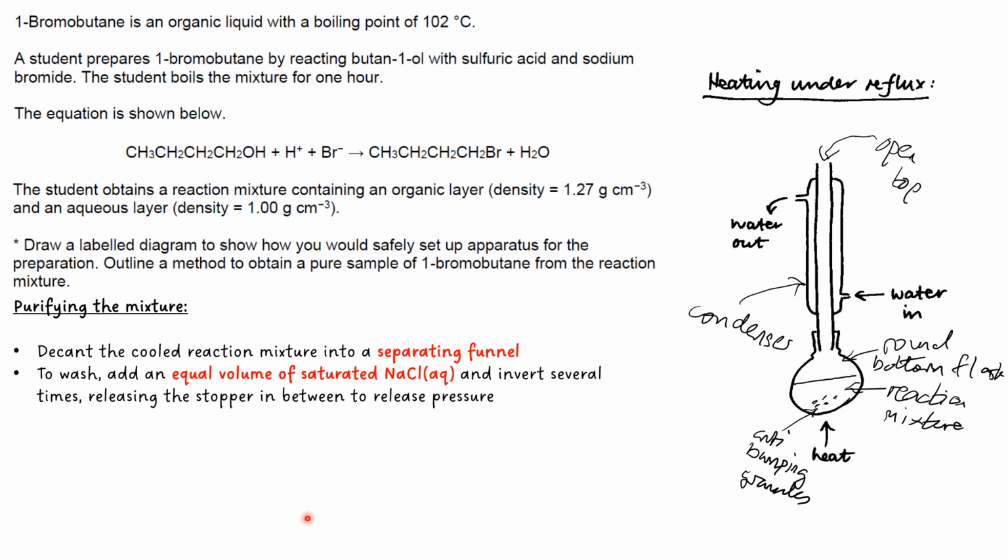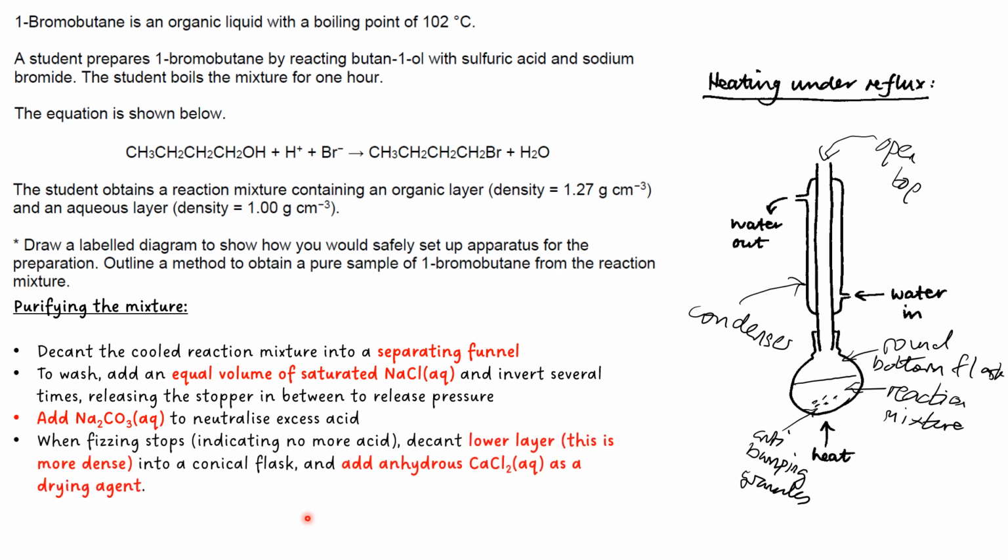You can add an equal volume of saturated sodium chloride to remove some of the water, invert it several times to mix, releasing the stopper in between to release pressure. Then you add some sodium carbonate to neutralize the excess acid. That'll cause some carbon dioxide to be given off, which you can see as fizzing. Once the fizzing stops, that means that the acid has been neutralized. The lower layer is more dense, 1.27 grams per centimeter cubed, as opposed to 1 gram per centimeter cubed.